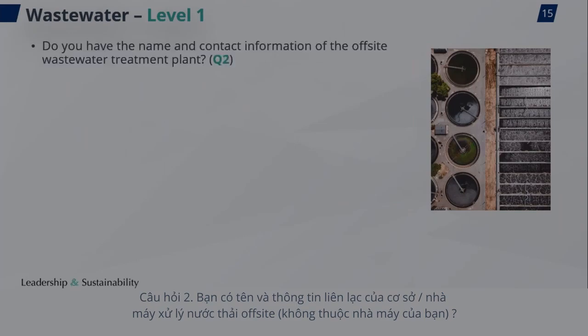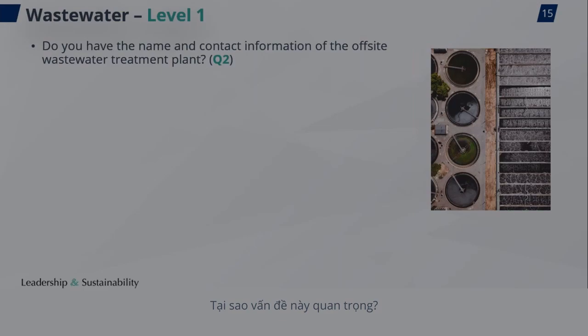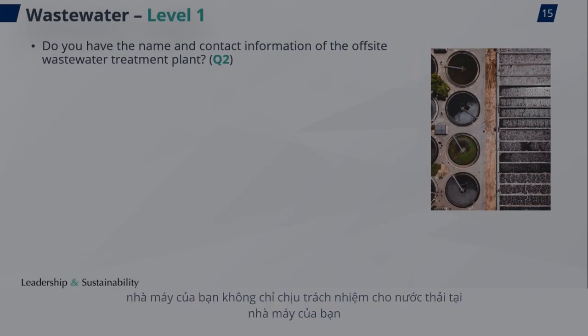And then the next question is, do you have the name and contact information of the offsite wastewater treatment plant? So why is this important? Well, SAC decided very early on that they consider it very important for you as a facility to not only take responsibility for what you are doing on site, but also to take responsibility for what is happening with your different discharges and emissions.